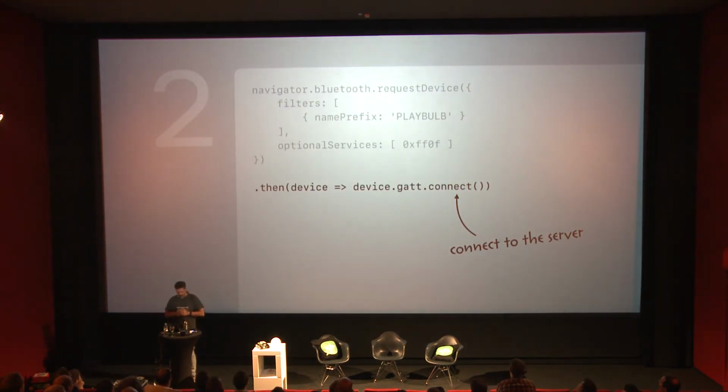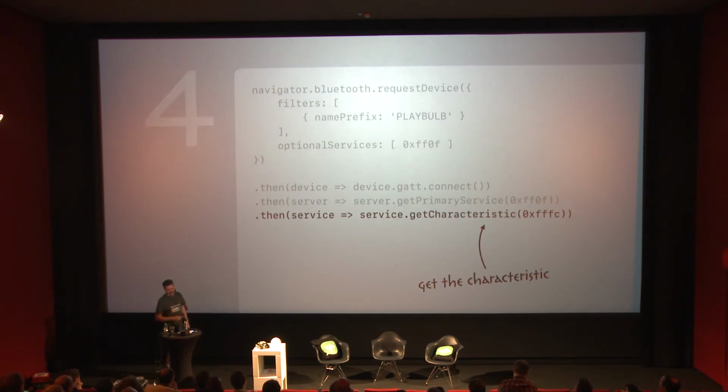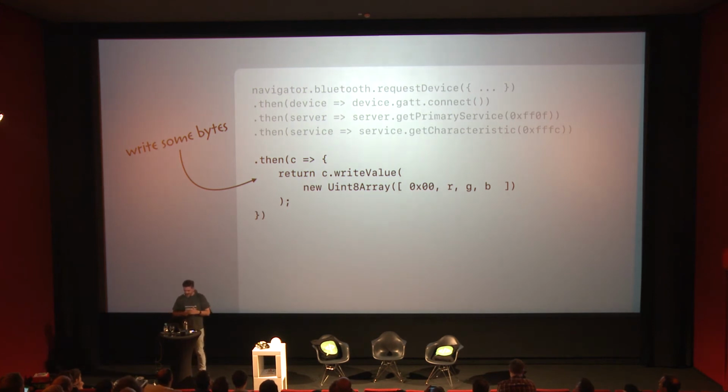Then I get a promise. And then I can connect to the GATT server of that device. Again, I get a promise. I can get the service I want to talk to. Then I get another promise and get the characteristic I want to talk to. And then I can write data. In this case, I'm going to create a Uint8Array, which is basically just an array of bytes. And I'm going to put some bytes in it. The first one is 0, and then the values for RGB. So this is actually not that difficult.